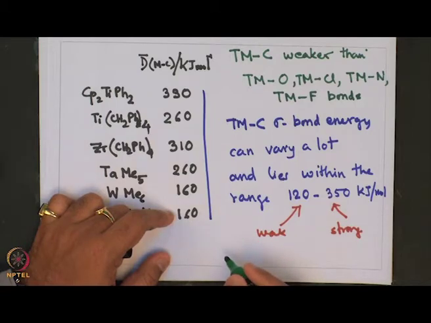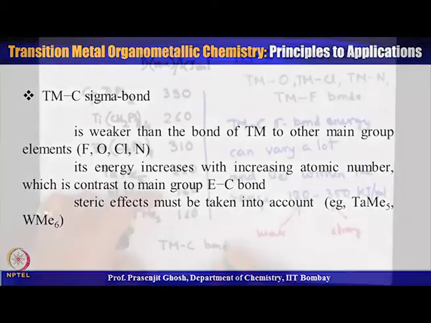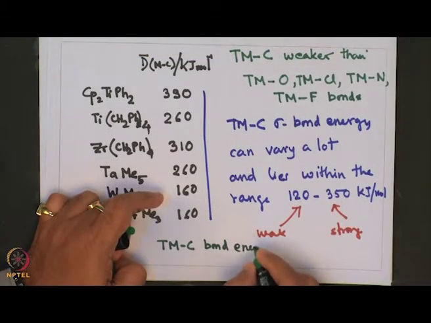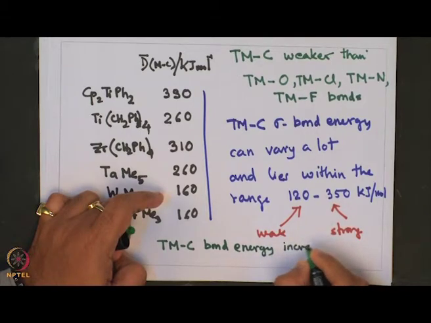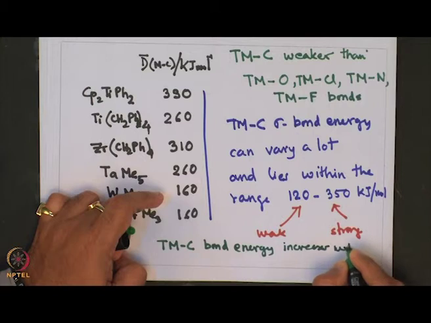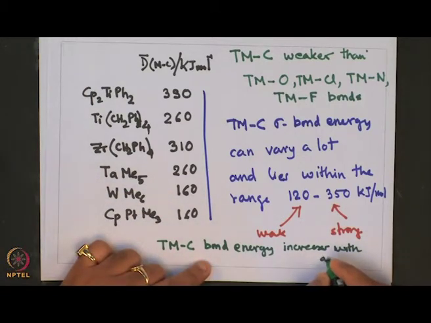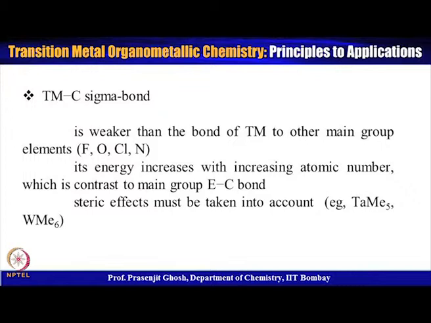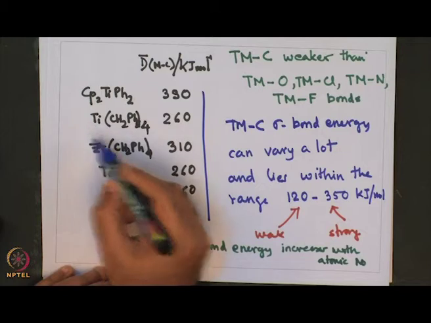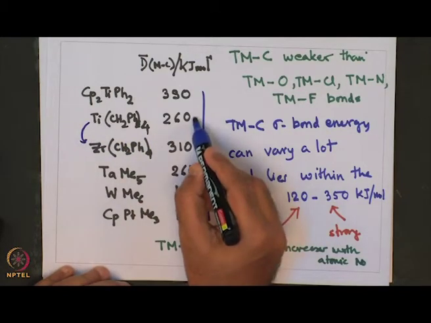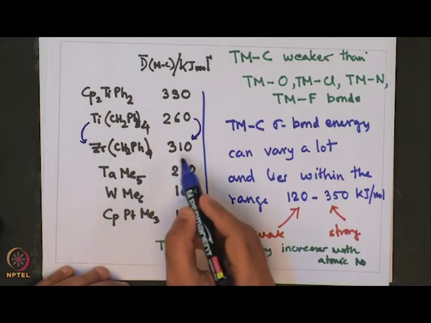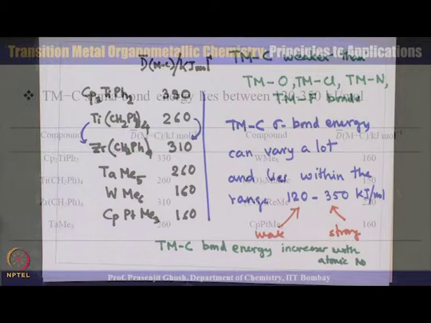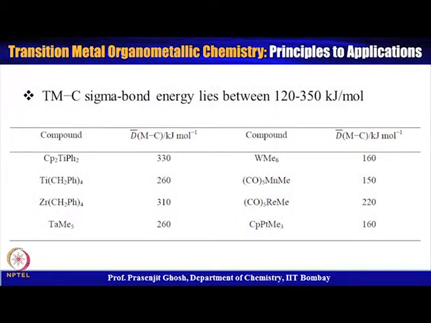Also, the transition metal bond energy increases with atomic number. So, as one goes down the group, the energy increases. For example, if one were to look between titanium and zirconium, zirconium being lower in the group has higher bond energy. Similarly, one can look at another example.